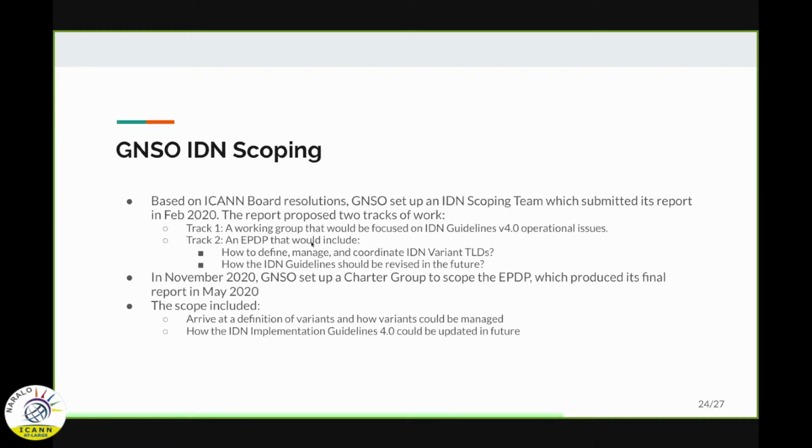And an EPDP that would include how to define, manage, and coordinate IDN variant TLDs, and how the IDN Implementation Guidelines, which we talk about here at 4.0, should be revised in the future, because many of these things have to be continuously updated; they are evolving.